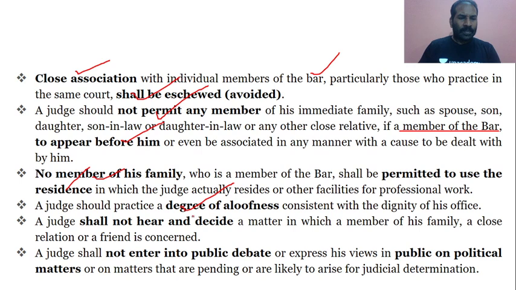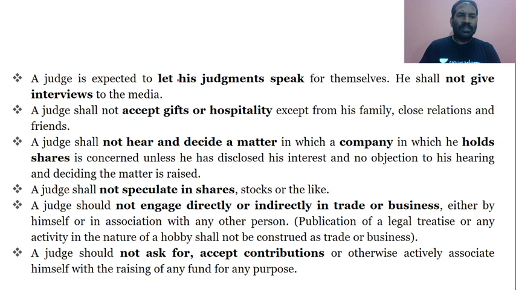And the seventh one is, the judge shall not hear and decide a matter in which a member of his family is concerned. This is also the seventh one which we have discussed in regards to our article. And the eighth one is, the judge shall not enter into a public debate in regards to political matters. And the next is that the judge is expected to let his judgment speak, and he should not give any interviews to the media. And then next is the judge shall not accept any gifts or hospitality. Next, the judge shall not hear and decide a matter with a company in which he holds shares.